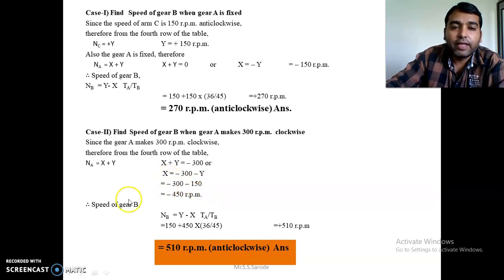Okay, value of x. Speed of gear B, NB is equal to, from the table, y minus x TA upon TB. So 150 minus (minus 450) into 36 upon 45. The value comes 510 rpm. It is plus, that's why it is anticlockwise. The gear B is rotated in the anticlockwise direction. So this is the numerical based on epicyclic gear train. So thank you, dear friend.